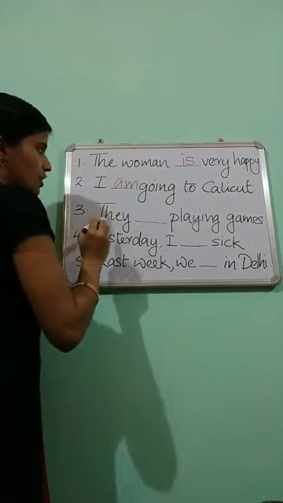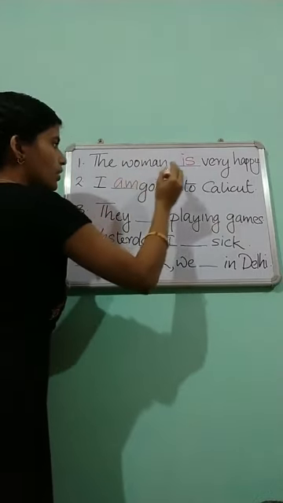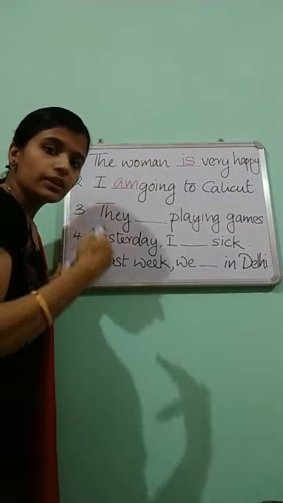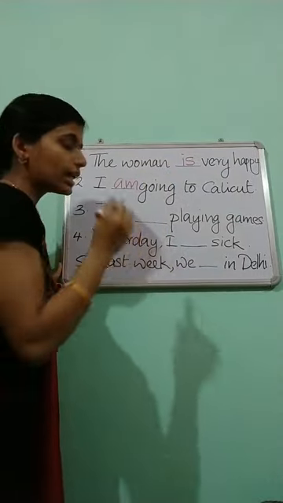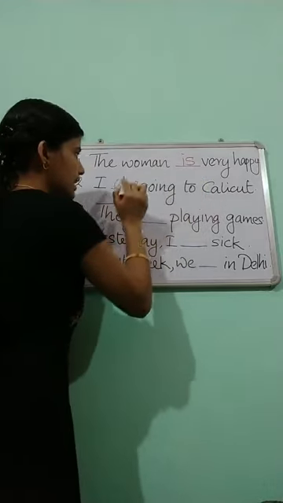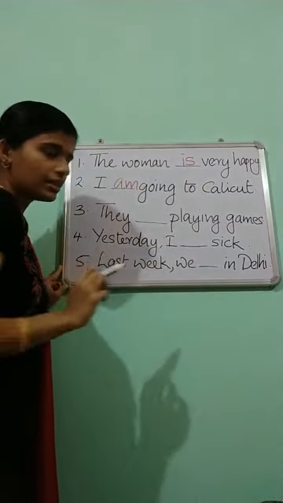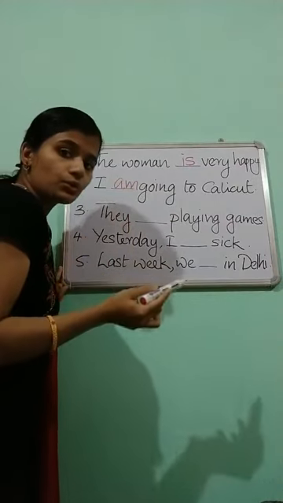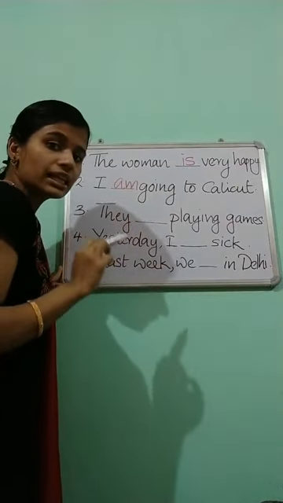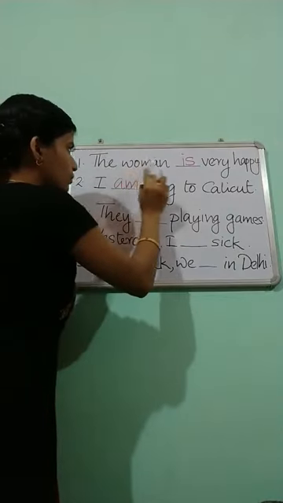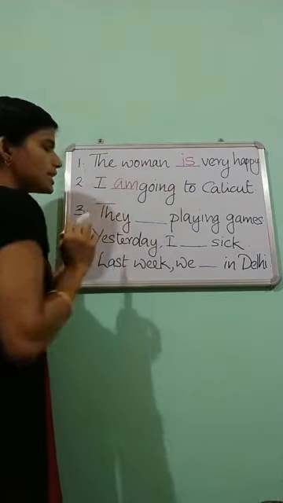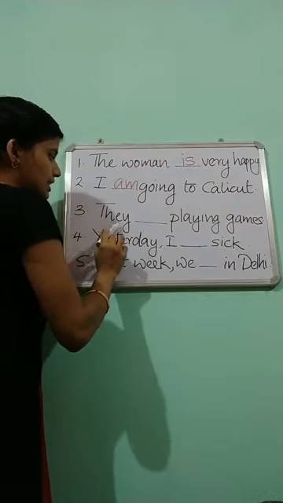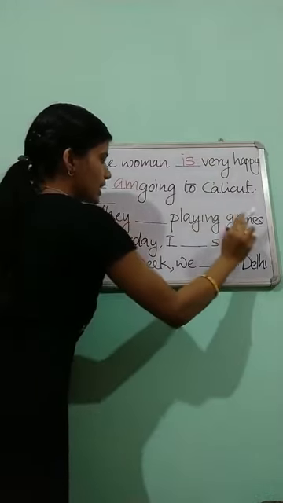They. So is and am are used after a singular noun. Is that clear? Is and am are the auxiliary words which are used after a singular noun. Here the woman is a singular noun and I is a singular noun. Then third sentence. They dash playing games.